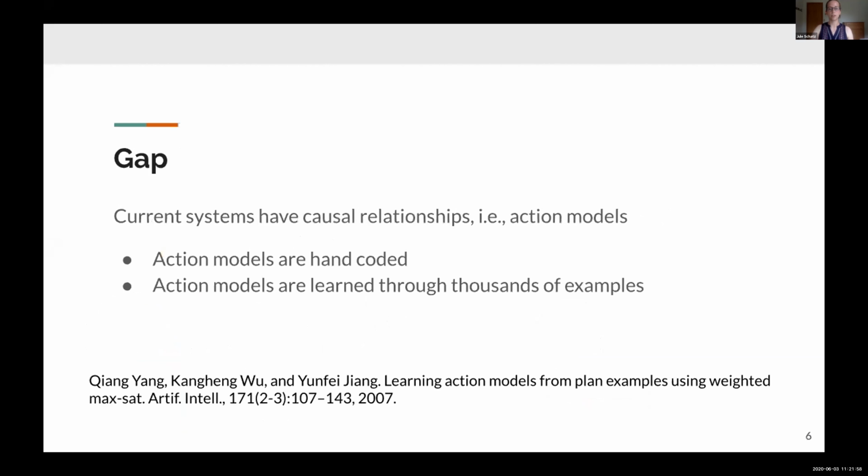So current systems have causal relationships. They're called action models, but the action models are either hand-coded or they're learned through thousands of examples. So for example, Yang, Wu, and Zhang's work on learning action models from plain examples using weighted max sat. In their work, they go through thousands of examples of interactions and then use that to build up models. But at the end, those models still have to be checked by a person. And like I was saying, they use thousands of examples.